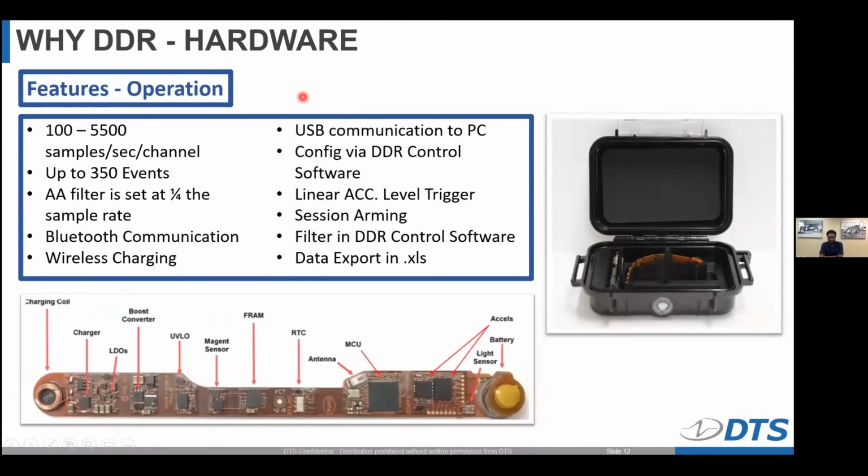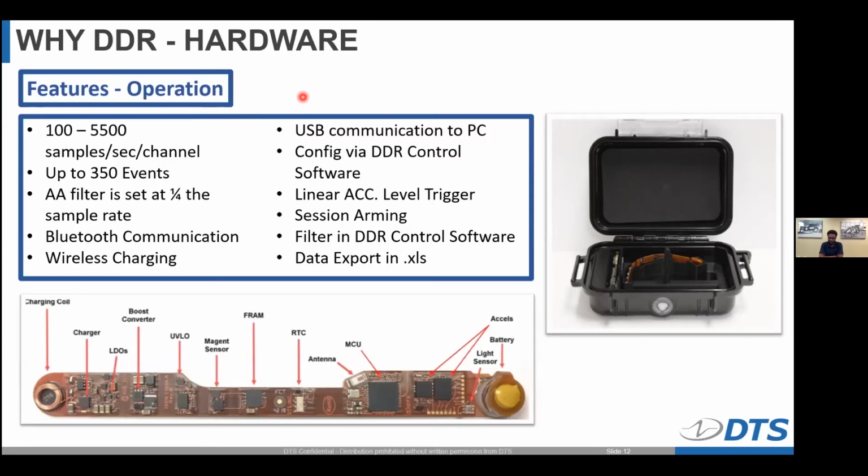Okay. So let's review some of the operation parameters of the DDR. The DDR can sample at 100 to 5,500 samples per second per channel. You can capture upwards of 350 events. The DDR includes an AA filter that is set at 1/4 of the sampling rate. There's Bluetooth communication between the DDR and the DDR charger. You can also wirelessly charge the device. And then your communications to your PC are via a USB cable that connects to the DDR-C or charger. All of your configuration is done via the DDR control software.